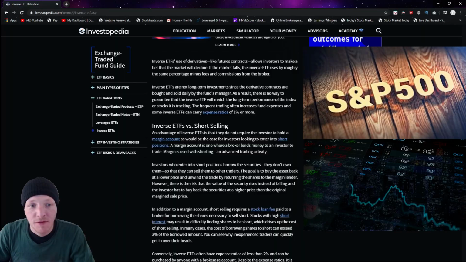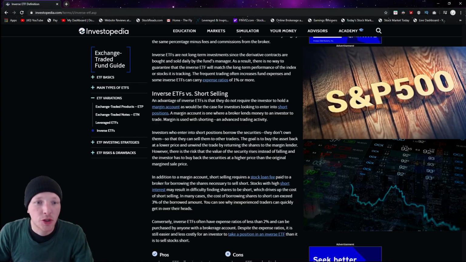Inverse ETFs versus short selling. An advantage of inverse ETFs is that they do not require the investor to hold a margin account, as would be the case for investors looking to enter into short positions. A margin account is one where a broker lends money to an investor to trade. Margin is used with shorting and advanced trading activity.